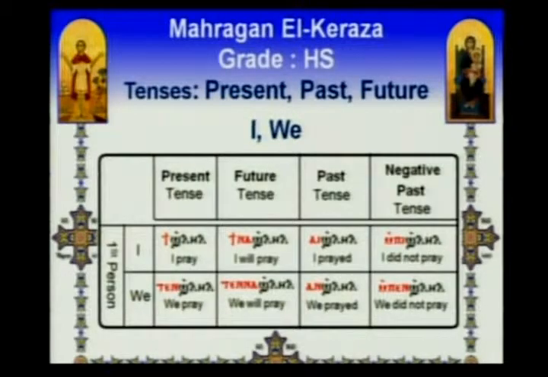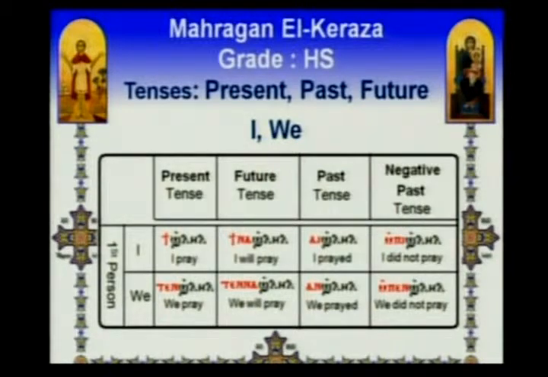Now we are going to discuss the verbs, and in the level of 6, 7, 8, we discussed the present tense. Here we are going to have not only the present tense, but present, past, and future. And also as a separate column, we have the negative past tense. So the present tense, future tense, and past tense, and the negative for past.